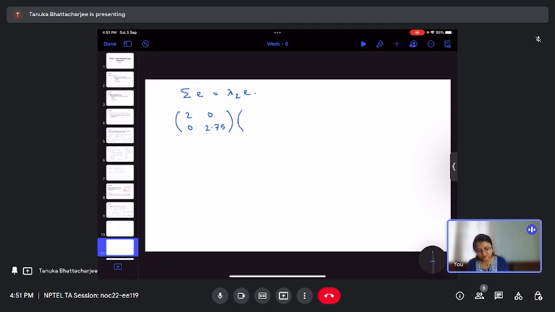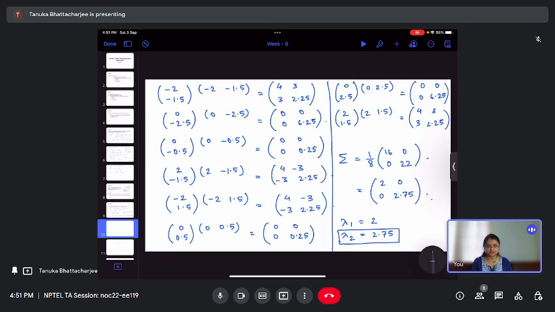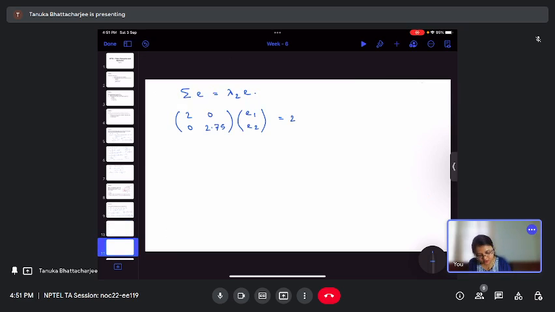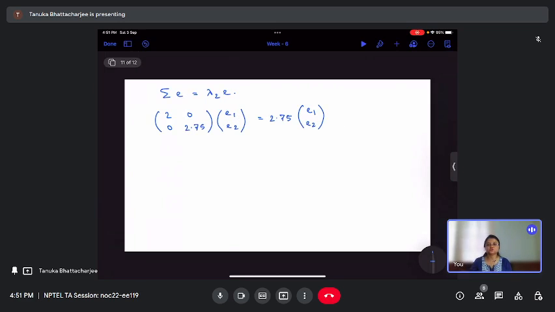Let's say I put the two dimensions of E as E1, E2. For your lambda 2, you will have to put the largest eigenvalue, so that will be 2.75 into, again, E as E1, E2. So, this is your equation. If you solve this equation, you get the eigenvector corresponding to your largest eigenvalue.